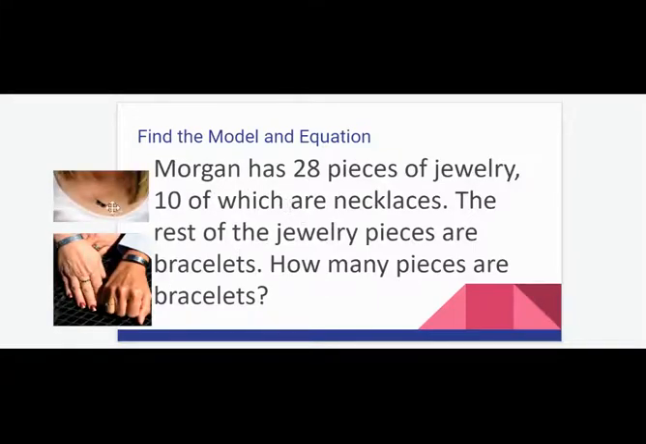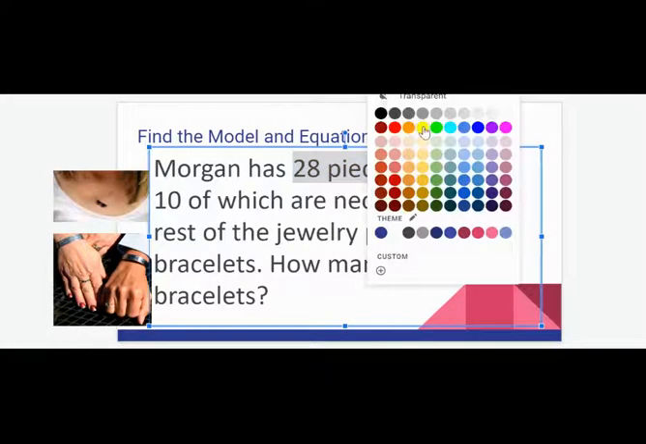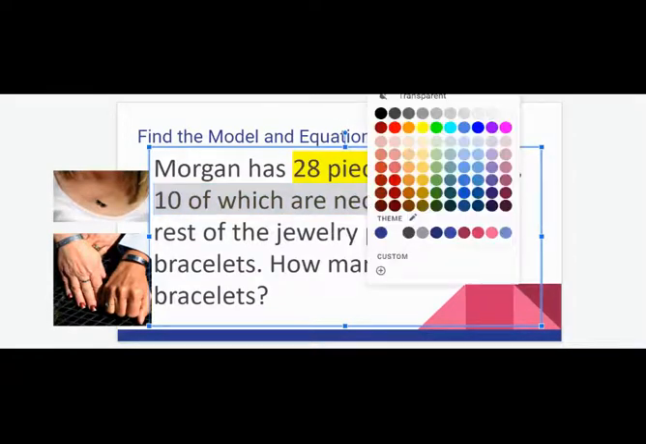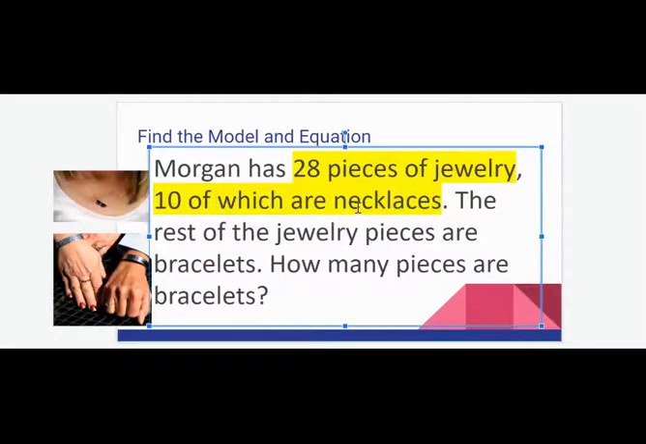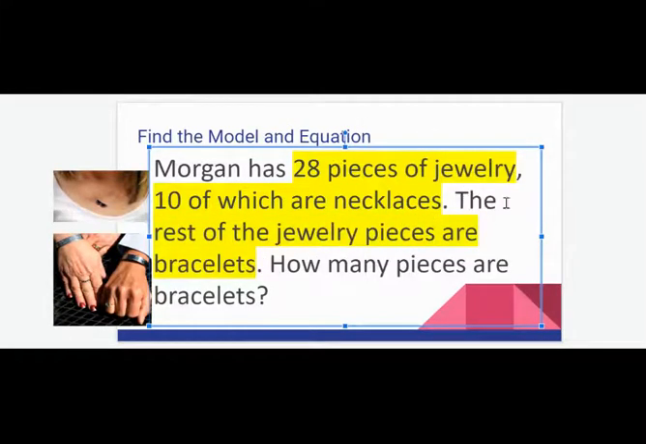I have an example of a necklace right here, and we have bracelets right here. So Morgan has 28 pieces of jewelry, and those can be either necklaces or bracelets. 28 pieces all together. Her total is 28 pieces. And then she has 10 necklaces, and the rest of the pieces are bracelets. So the rest are bracelets.